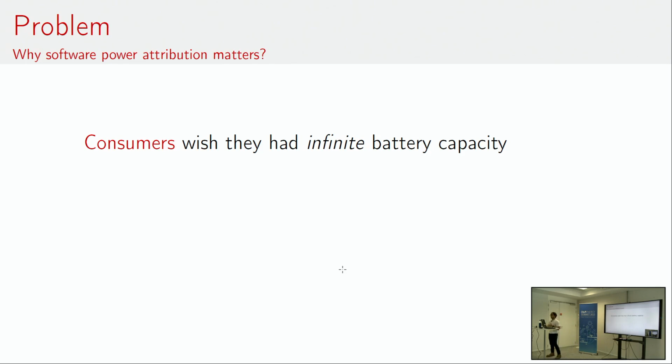But where's the problem? Why do people care about software-based attribution? Why should I care about knowing what is the power consumption? Well, because consumers wish they had an infinite battery capacity. All of us wish that we charge this device once in a lifetime, and then it runs forever. Like, we love to see the 100 number at the top. But that's not the case, right?